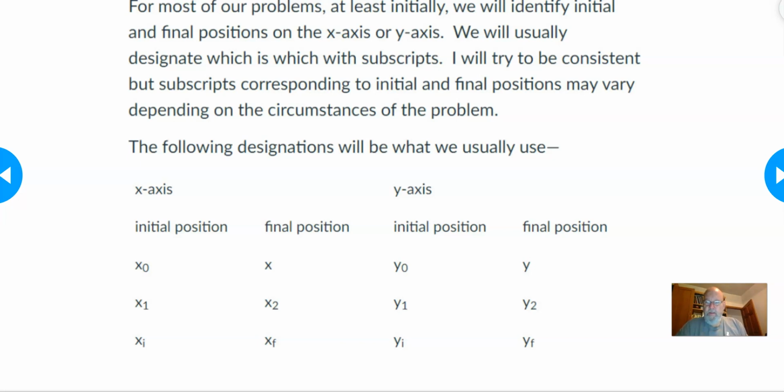If we're on the x-axis, usually for my initial position I'll show that as x0, my final position as x. But I may show my initial position as x1 and my final position as x2. I may show my initial position as x sub i, and my final position as x sub f. On the y-axis, the same thing. My initial position is usually going to be y0, my final position will be y, and so on. So that's how we're going to use variables for our initial and final position.